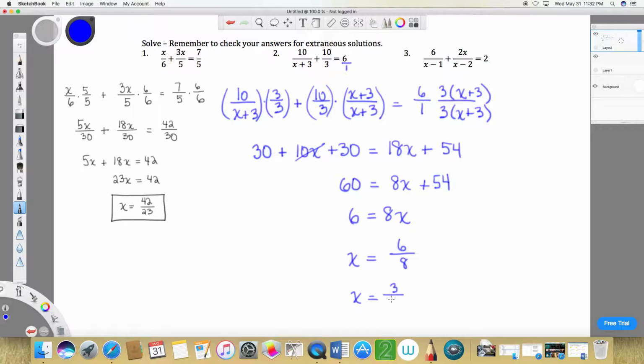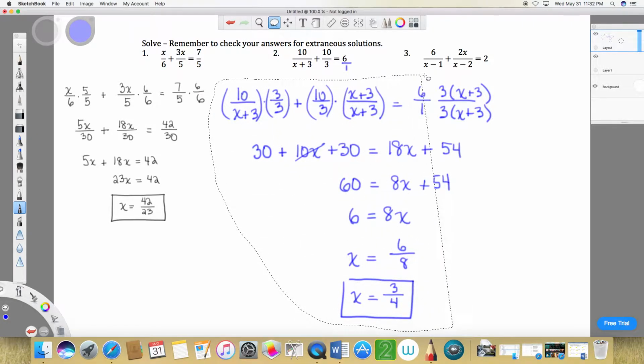So this reduces, and I get a solution of 3/4. All right, so let's shrink this up so we can try to do this last problem.